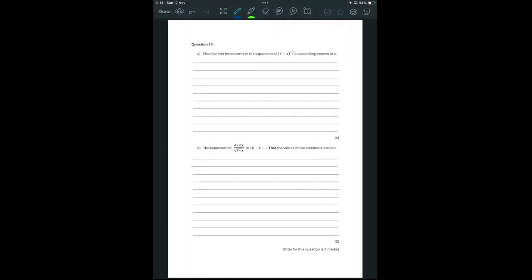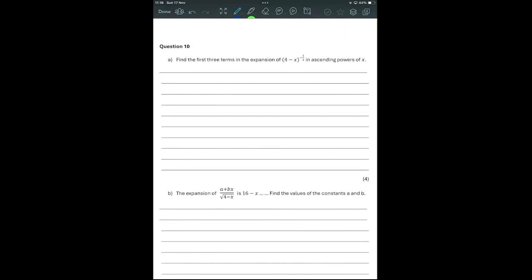Question 10. A binomial expansion. Find the first three terms. In the formula book, your expansion always looks like 1 plus x. And that's exceptionally important. You have to have these expansions as 1 plus. It does not work with anything else. So I need to get that 4 out of the way. So I'm going to factorize out that 4. If I factorize it out, I need to be able to put x over 4.